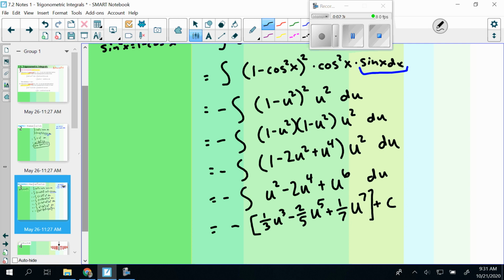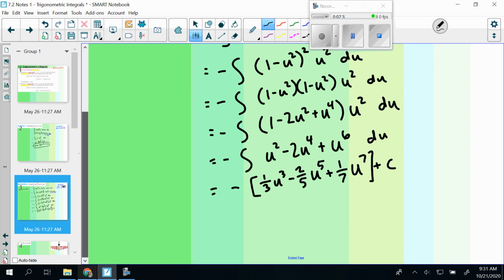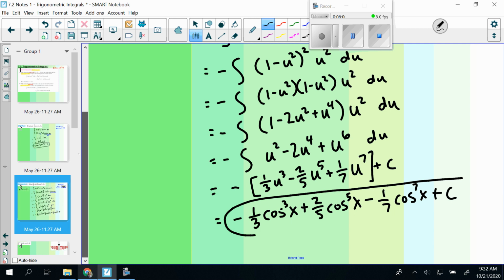And we have to substitute back our cosine to get our final answer. So final answer is going to be negative 1/3 cosine cubed. This next one is going to turn positive because we're distributing that negative sign through. 2/5 cosine to the 5th. And again, got to distribute that negative sign, so this one's going to turn negative 1/7 cosine to the 7th plus our constant. There's our antiderivative on this one.